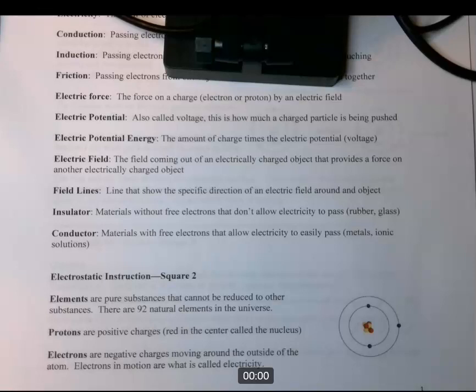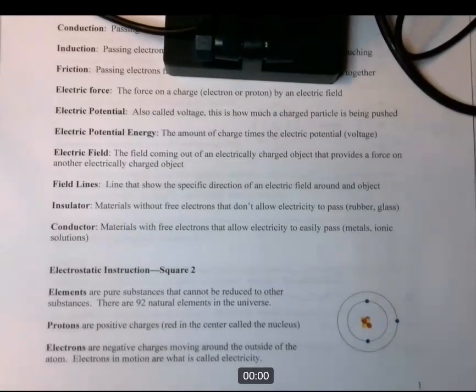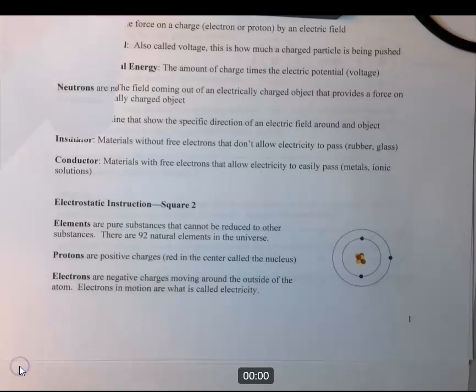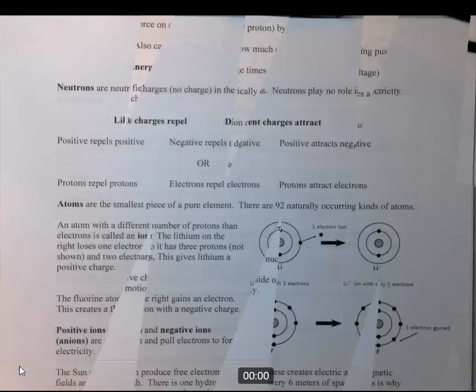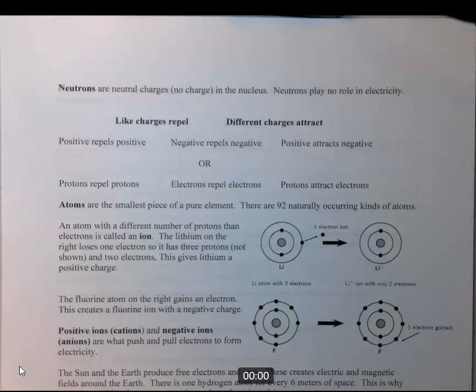Protons are the positive charges. So in that diagram on the right, they're the red circles in the center, and they have a positive charge, and they're in the nucleus. And electrons are the negative charges moving around the outside of the atom. Electrons in motion are what we call electricity. Finally, we have neutrons in an atom. They're the third subatomic particle, and they're neutral charges, and they have no role in electricity, so we won't even talk about them in this lesson.